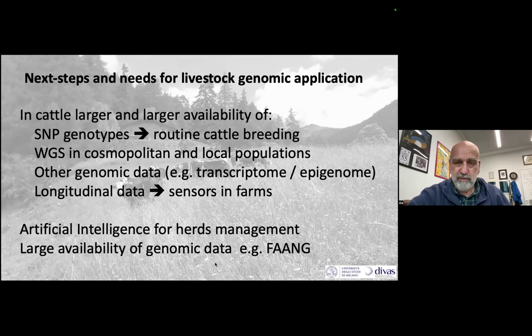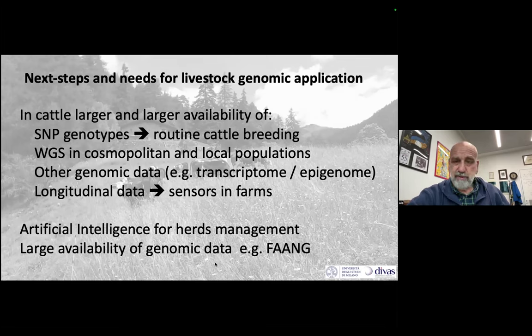But we also start to have a huge number of whole genome sequences, because research projects are sequencing local populations where there was no economic interest. Think about that. We have a huge amount of local populations in mountain or hill areas in all countries. But now with some research money, we have whole genome sequences, and other genomic data are being more and more produced.